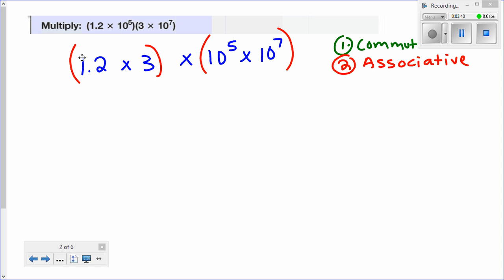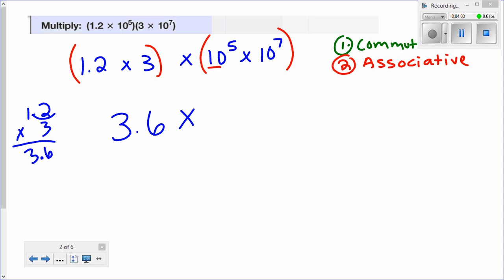So first one, 1.2 times 3. If we're struggling on math, we can show our work. 3 times 2 is 6. 3 times 1 is 3. Remember, there is one decimal place, so move your decimal over 1. So 1.2 times 3 is actually 3.6. Our multiplication is just carried down.